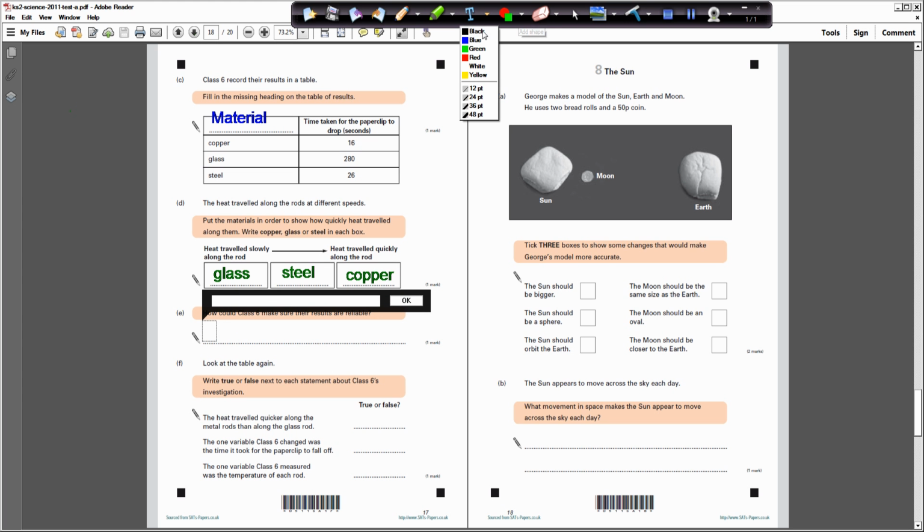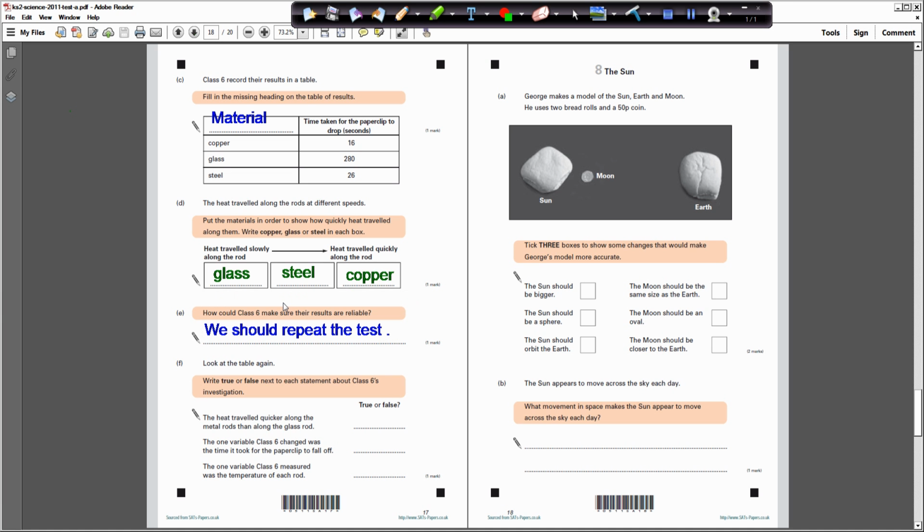So here we should repeat the test. We should repeat. Or do the test again, or do the test 3 times or more. But that will do.